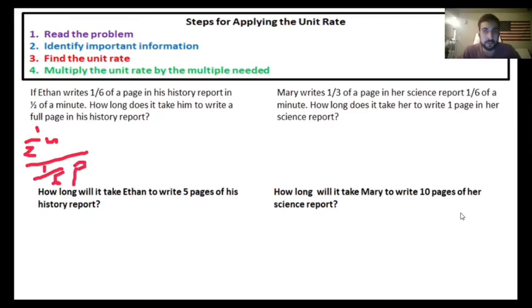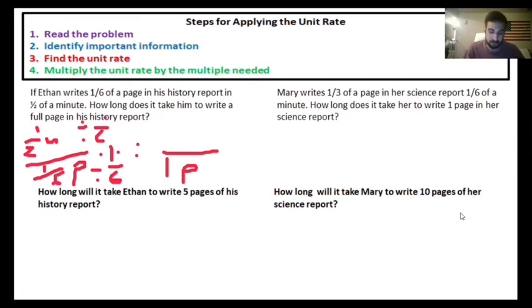So now we need to know a full page. We have 1/6 of a page. In order to get that to 1, we're going to divide it by itself. So as long as we divide this by itself, and we do it to the top as well, we are going to have 1 page as our denominator. So anytime you need 1 on the denominator, just divide what you have by itself and it'll always be 1.